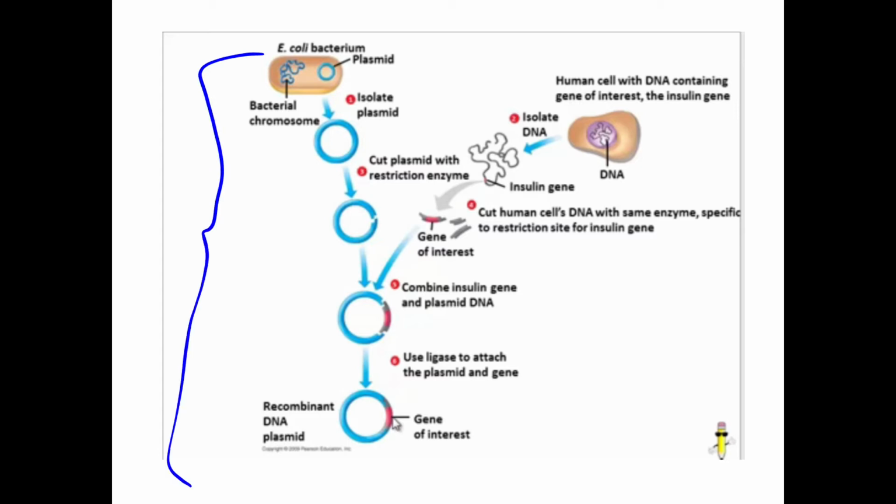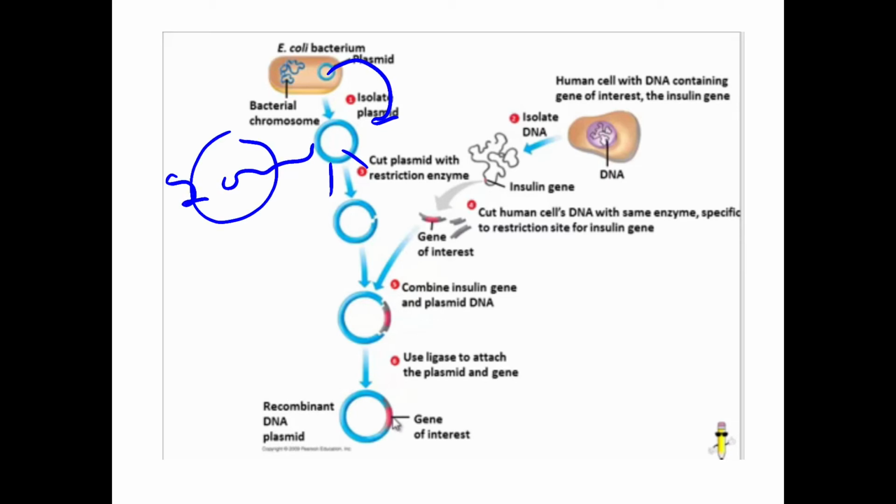Now here in this slide you can see the basic steps involved in gene cloning. Here you can see the diagram in which the plasmid is isolated from the bacterial cell, and the plasmid is treated with enzymes which cut that plasmid at particular sequences, and the same enzyme will cut the genome which has the gene of interest.